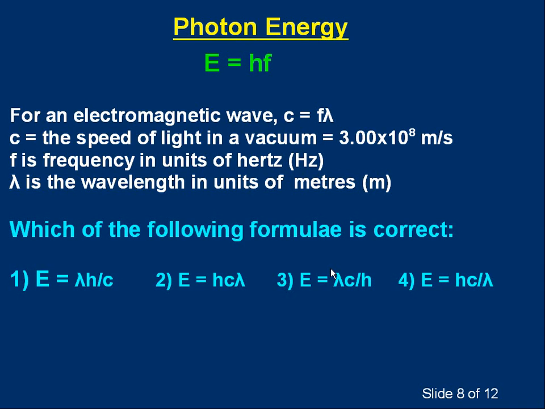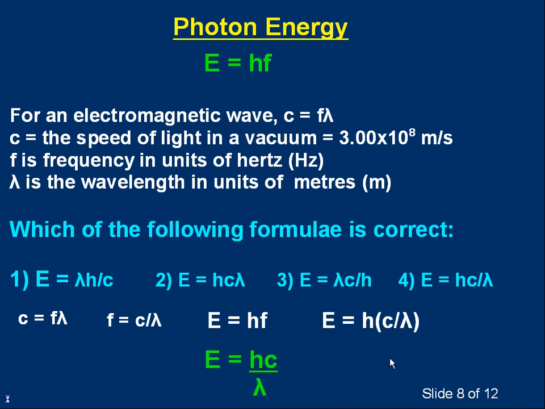And I hope you tried that. Number 4 is correct. Let's make sure we can see how we got it. We know c is f lambda. Let's rearrange that to make f the subject. So f is c divided by lambda. We know E equals hf. So let's replace f by c over lambda, which is the same as f. So we end up with E is h times c over lambda, which is formula number 4. So we end up with 2, actually. Very nice little formula, useful.